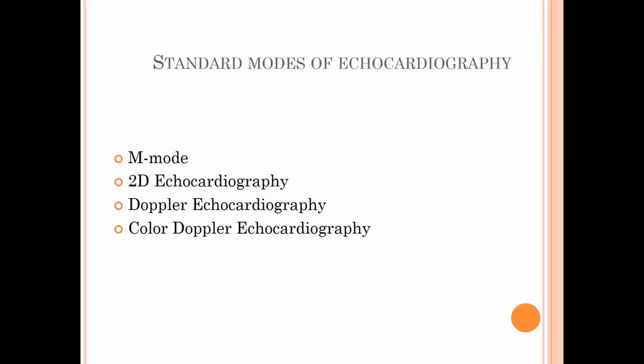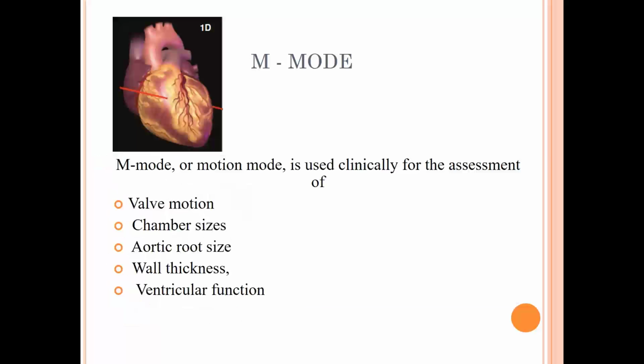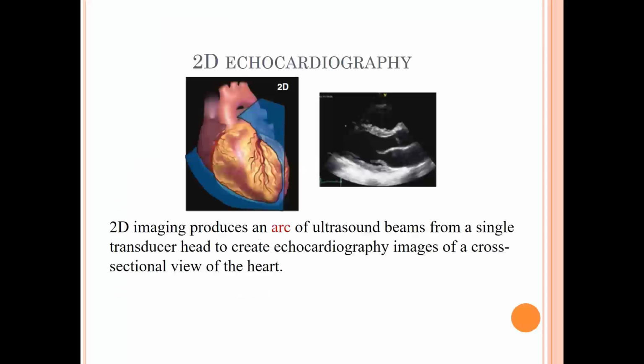The standard modes of echocardiography are the M mode, the 2D, the Doppler echocardiography, and the color Doppler echocardiography. M mode pulses a narrow ultrasound beam in only one single plane through the heart, producing images of the tissue in that plane with a very high temporal and spatial resolution. The M mode or the motion mode is used clinically for the assessment of the valve motion, chamber sizes, aortic root size, wall thickness, and ventricular function.